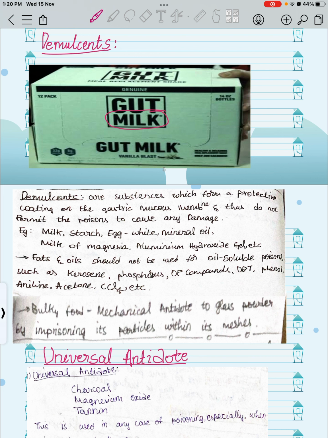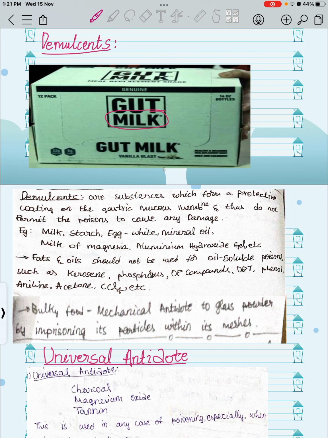Fats and oils should not be used for oil soluble poisons such as kerosene, phosphorus, OP compounds, DDT, phenol, aniline, acetone, etc. Bulky food acts as a mechanical antidote to glass powder by imprisoning its particles within its meshes.